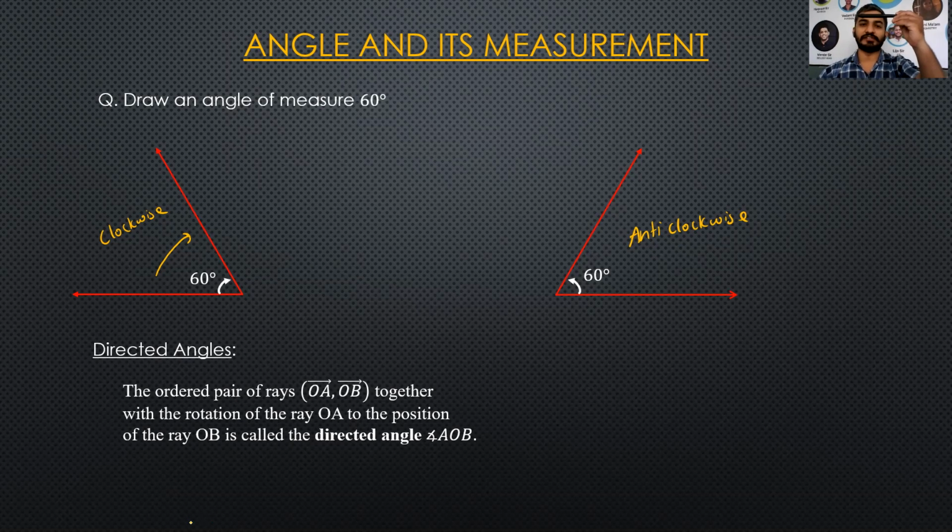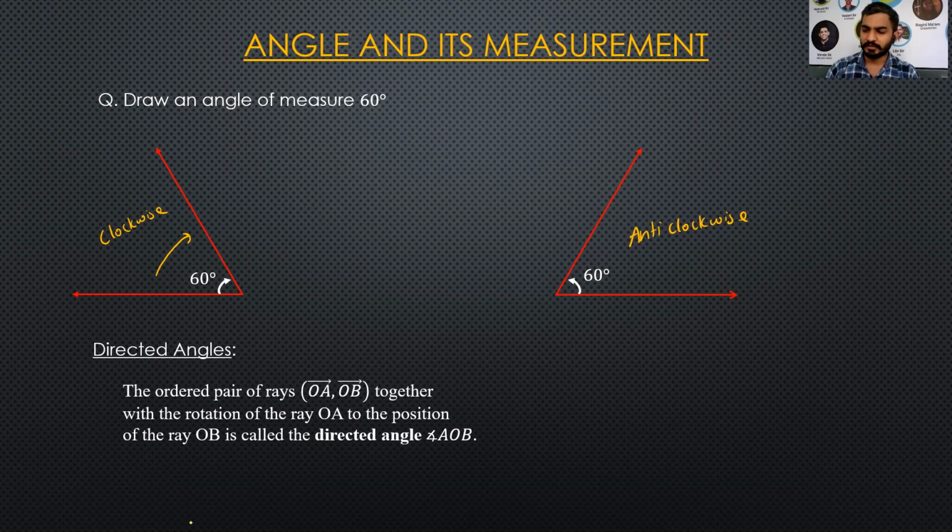What does this mean? If you look at me, this is the pen, this is the initial ray, and this is the terminal ray. If I move this in such a way that it forms a certain angle, now I'm moving this pen in upward direction. So direction is important. The angle formed is called the directed angle.